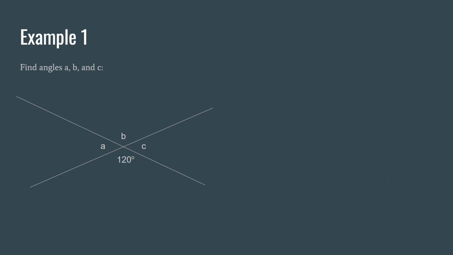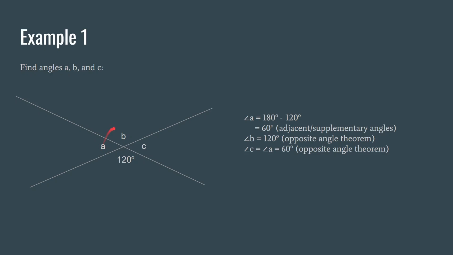First example, find the missing angles. Feel free to pause on any question and try to do it yourself first. Angle A plus angle B add up to 180 degrees. This is because they are adjacent and supplementary. This means that angle A is equal to 180 degrees minus angle B. So it's 180 degrees minus 120 degrees, which is equal to 60 degrees.